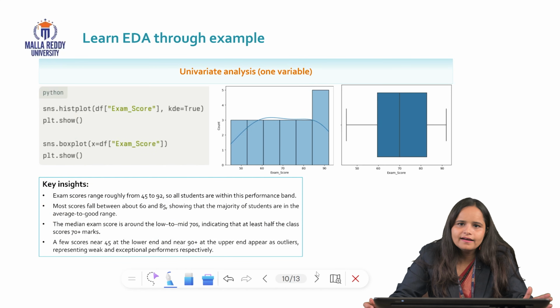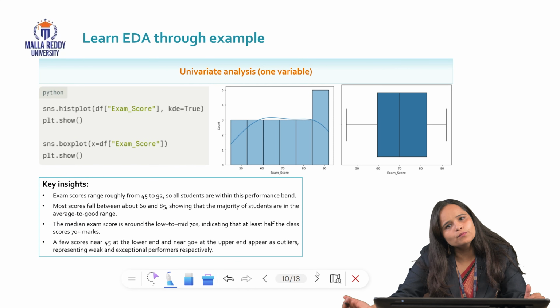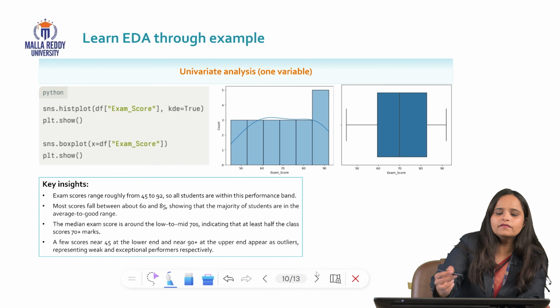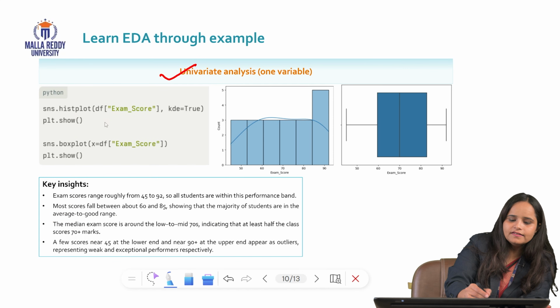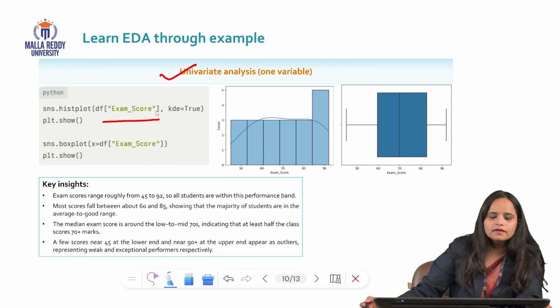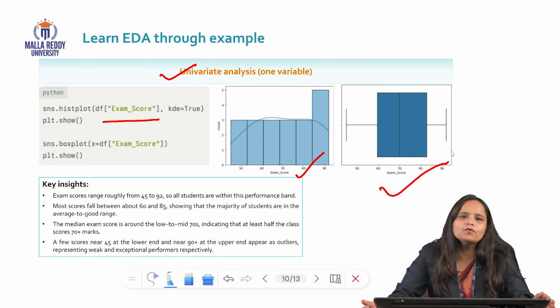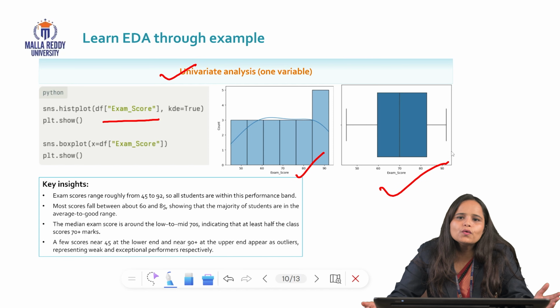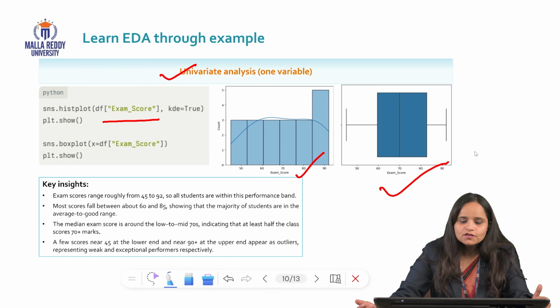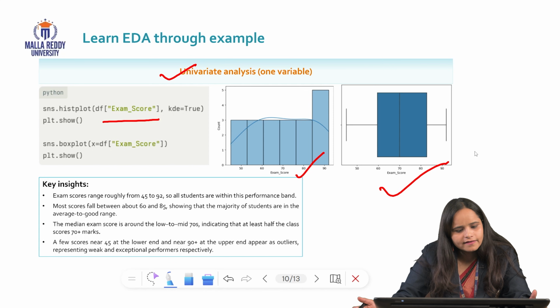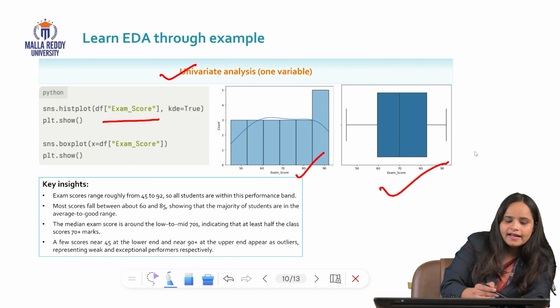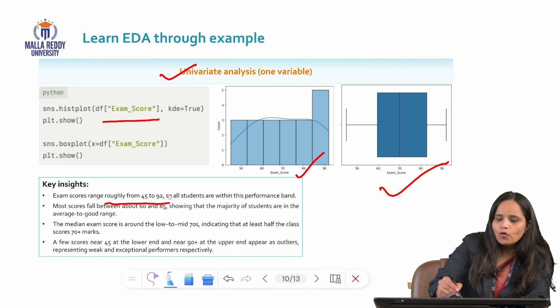After your data is cleaned and error-free, now we can move on to the analysis part. Here we are first performing univariate analysis on the variable exam score. And we have plotted one histogram and one box plot. The histogram is used to understand the distribution of the data. From our data set, after plotting the histogram, we are getting key insights like exam scores are roughly ranging from 45 to 92. Most of the students belong to this range, 45 to 92.